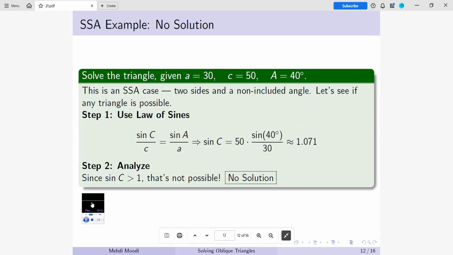This is the triangle that never was. You're given two sides and an angle, plug it into the law of sines, and suddenly, the sine of an angle turns out to be greater than 1. That's your cue. Hit the brakes. This is not a triangle. It's a mathematical fantasy. Remember, sine values can never be more than 1. Thus, no solution in this case.